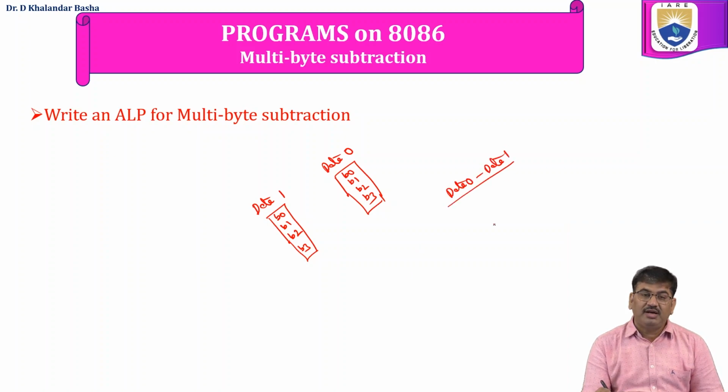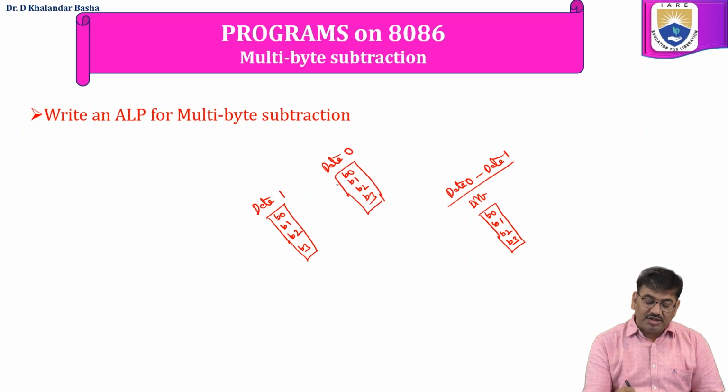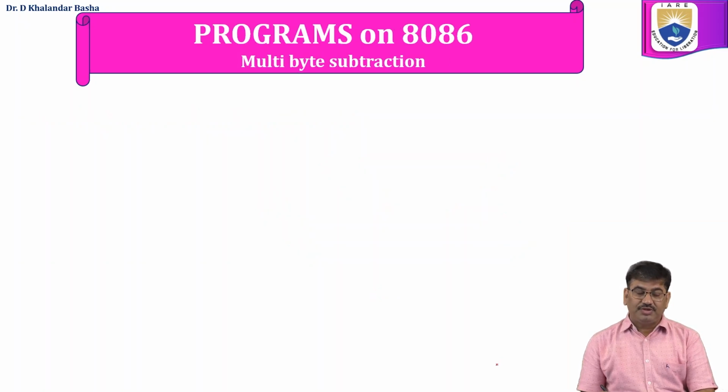We are going to subtract, and whatever the difference is, we allocate memory locations to store it. Byte 0 of data 1 and data 0 will be subtracted and we get the result, that is difference byte 0, byte 1, byte 2, byte 3. So here we are going to perform the subtraction 4 times, so the count is 04H. Now we will see the program step by step.